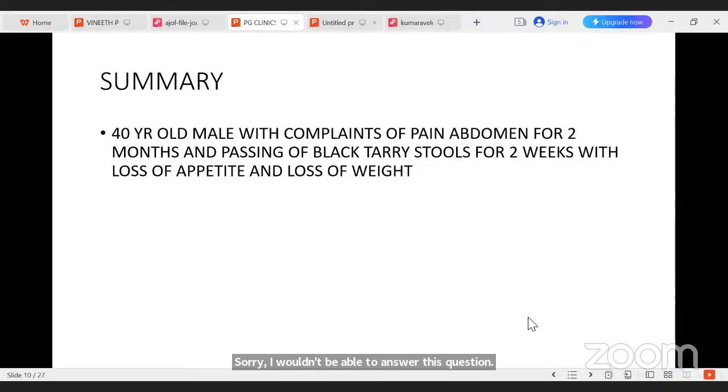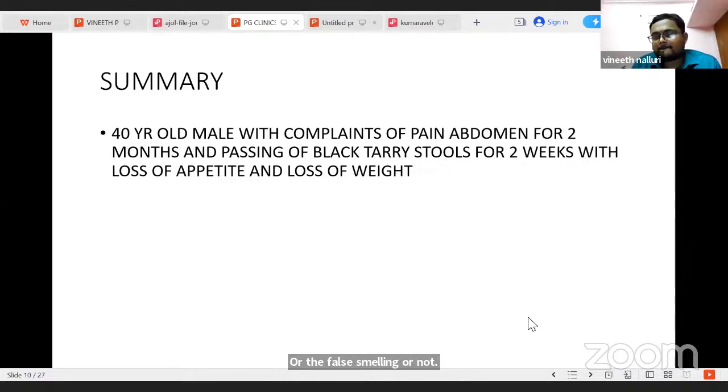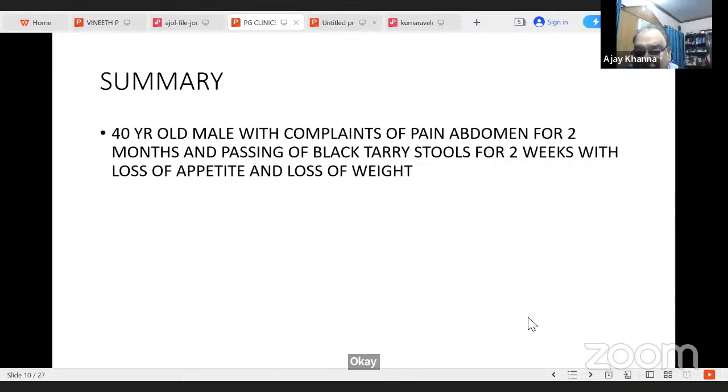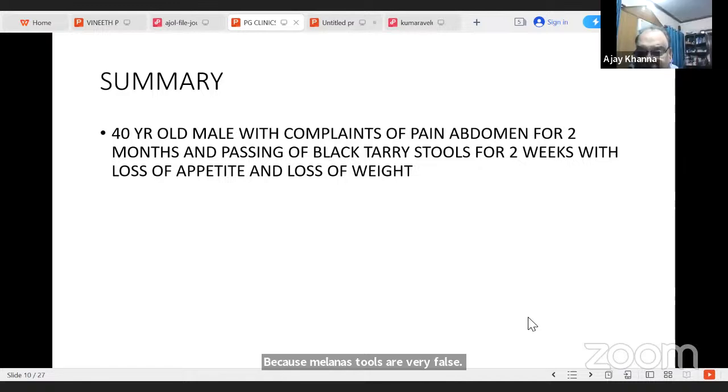Would you like to proceed with this? Are the stools foul smelling or not? No, sir, not foul smelling. So if it is non-foul smelling, then it may not be melena, isn't it? Yes, sir, because melena stools are very foul smelling, and they stick to the pan. That is very characteristic of it. Okay, apart from the black color, they stick to the pan.